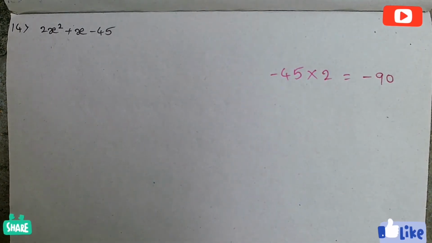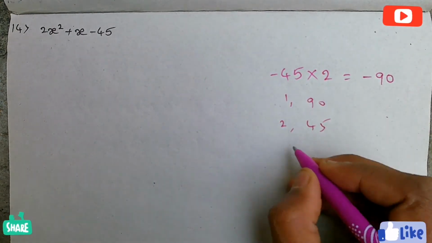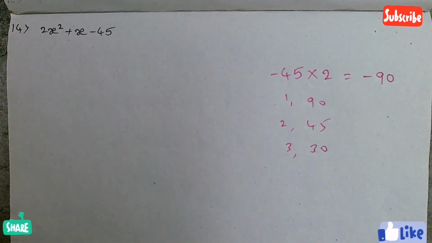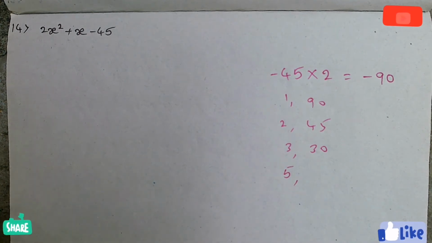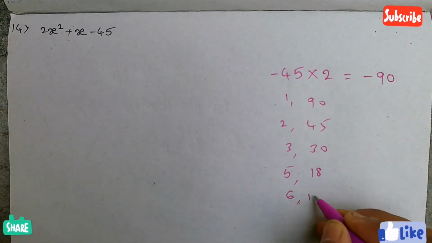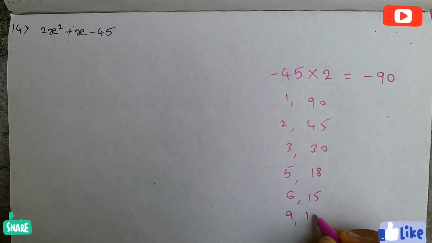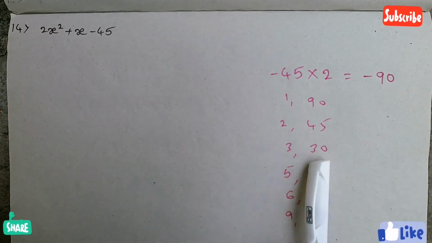Now forget about the symbol and write where the 90 table will come. 1 90 is a, 2 45 is a, 3 30 is a. In the 4 table it won't come. 5 18s are, 6 15s are. In the 7 table and 8 table it won't come, again in the 9 table, 9 10s are. So in reverse, 10 9s are, 15 6s are, 18 5s are, 30 3s are, 45 2s are, 90 1s are.